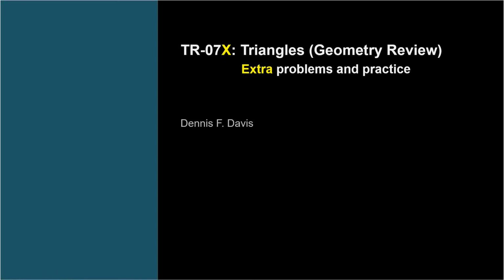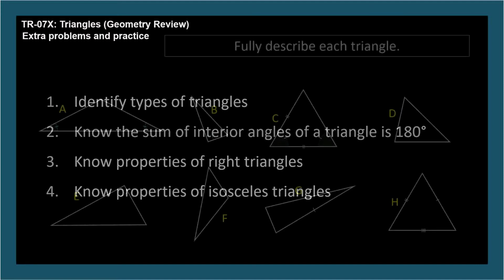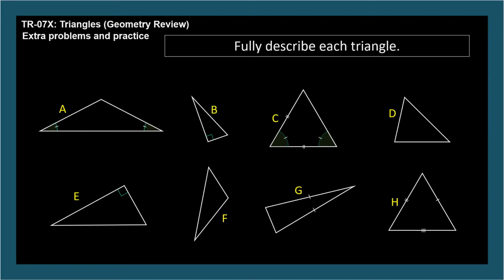The learning objectives for TR-07 are: identify types of angles, know the sum of interior angles of a triangle is 180 degrees, know the properties of right triangles, and know the properties of isosceles triangles. Identify the type of triangle using up to 2 categorization words if needed. For these, it's okay to draw conclusions based on the appearance of the triangle. I'll answer them one at a time, so pause as you like.